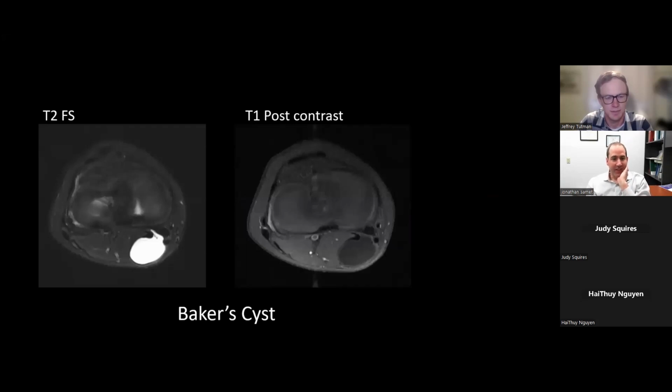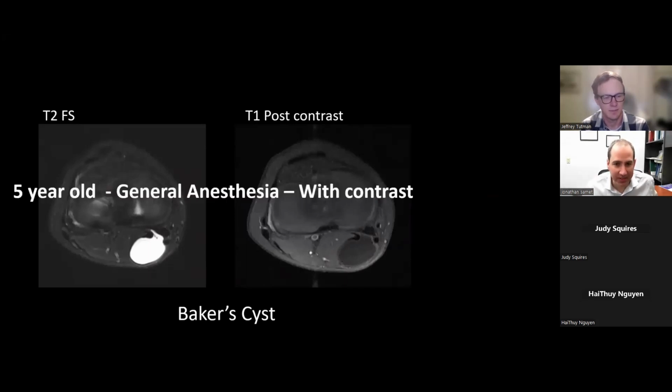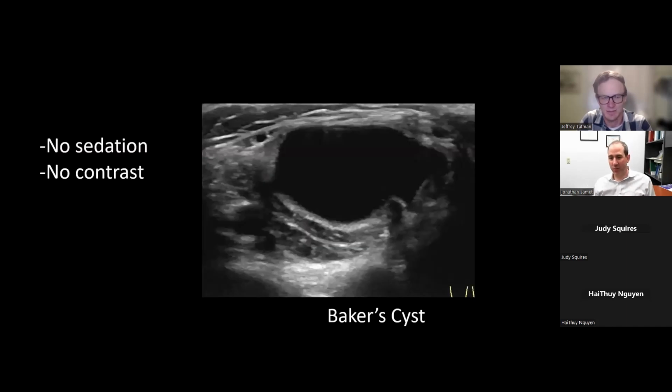So this here, as you can see, is a pretty easy case for MR, right? For those who do MSK ultrasound, there's a cystic lesion between the semimembranosus and the medial head of the gastroc, showing only rim enhancement on post-contrast. This is just a Baker cyst. But what I didn't show you is that this was a 5-year-old who was under general anesthesia. And so to me, this is kind of heartbreaking to see this case come across the list because you can diagnose this very easily with ultrasound.